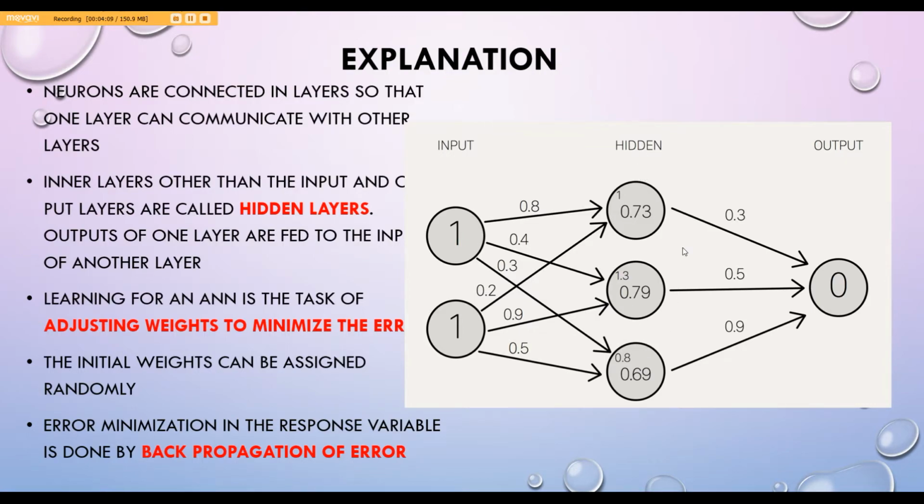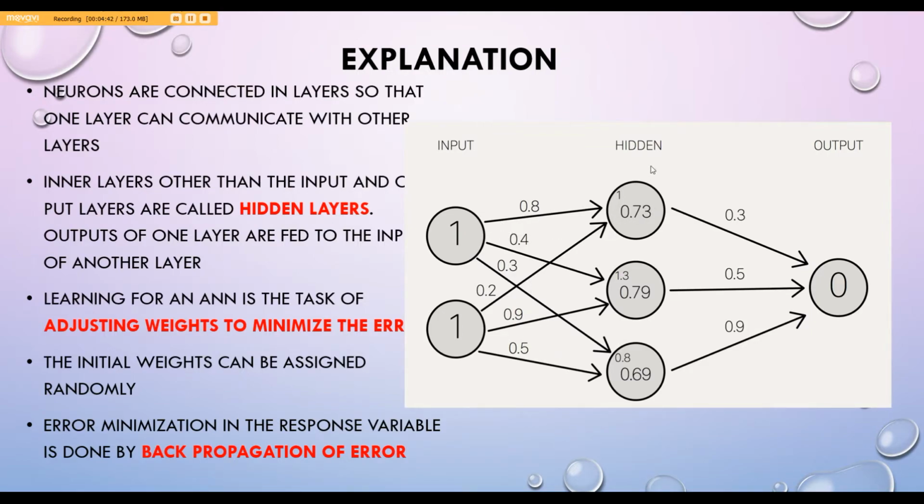And this is the upshot about artificial neural networks, that they just have one hidden layer, and the outputs basically feed into each other. And the learning for an ANN is the task of adjusting weights to minimize the error. So by default, we have the input layers and we assign weights to them, which are multiplied by the input values, and these weights are usually assigned randomly.